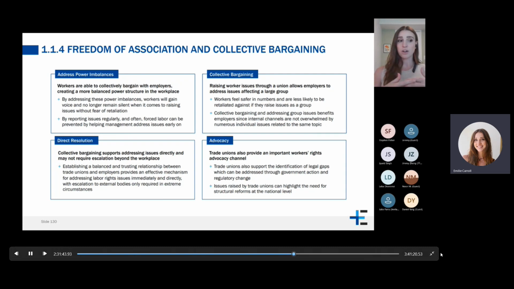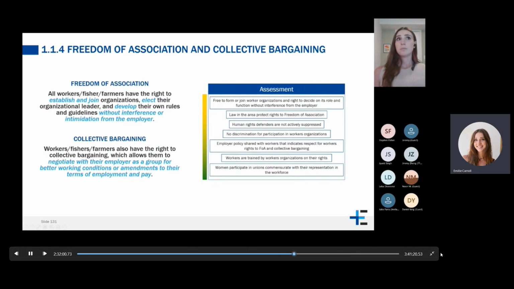So instead of bringing in a third party or letting things get too far, you can deal with issues internally. And then also advocacy. So trade unions have a really important role in driving legislation forward in relation to workers' rights.